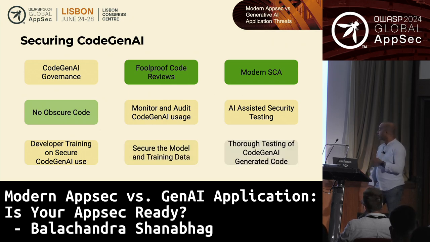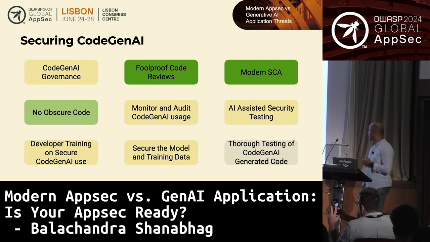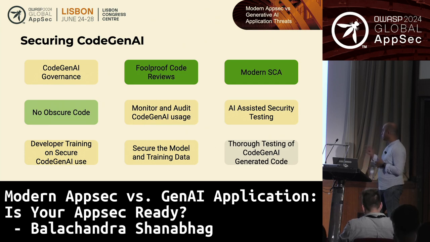That's again a new thing, like we have never done before. The next one would be thorough testing of the code generated. In many cases, the testing is not done, or the testing is done by the AI. But make sure that there is some kind of human intervention.